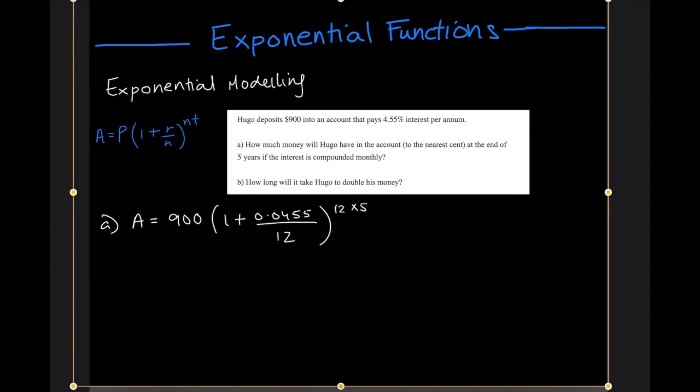And if we solve this, we would get A as 1129.425695, but the question specifically says to round it to the nearest cent, which would give us 1129.43. We just solve it from our calculator. It's as simple as that. Now part B.